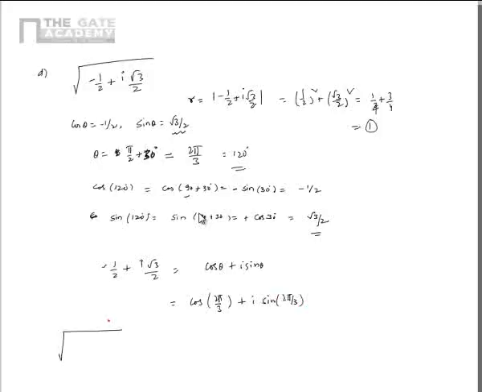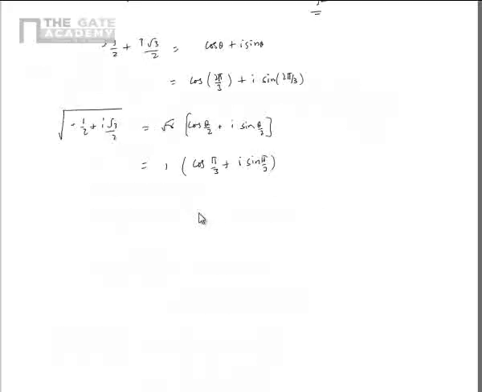Okay, so therefore now minus half plus I root 3 by 2 is basically root r cos theta by 2 plus I root r sin theta by 2, right? Okay, so root r is 1. Cos 2 pi by 3, half of that is pi by 3, plus sine pi by 3. So this is basically cos 60, which is half, and sine 60 is root 3 by 2. Okay, so the root of minus half plus I root 3 by 2 is basically half plus I root 3 by 2.